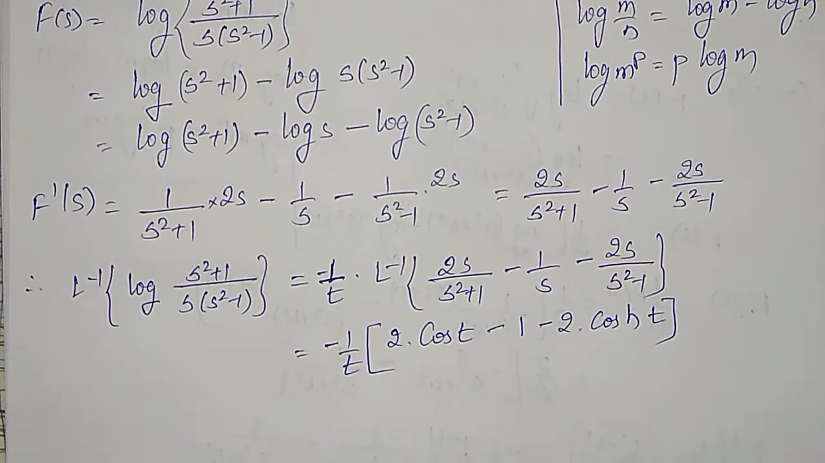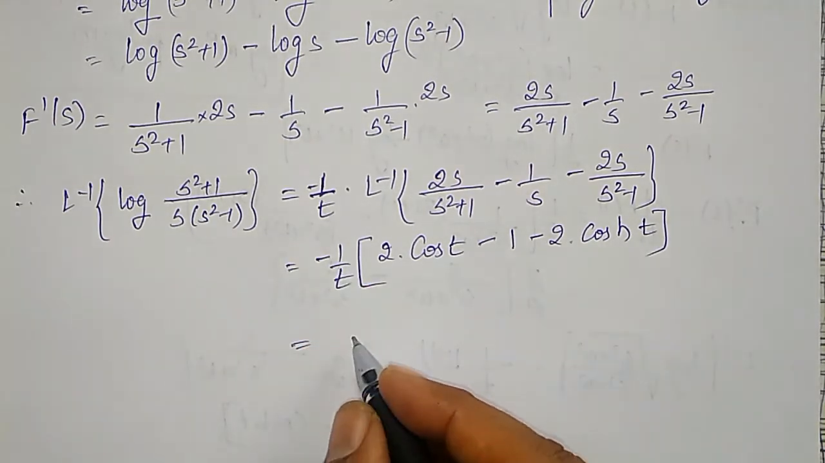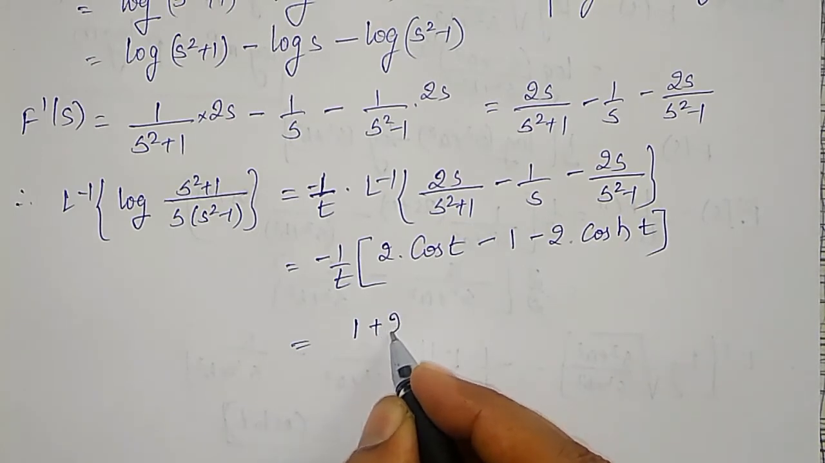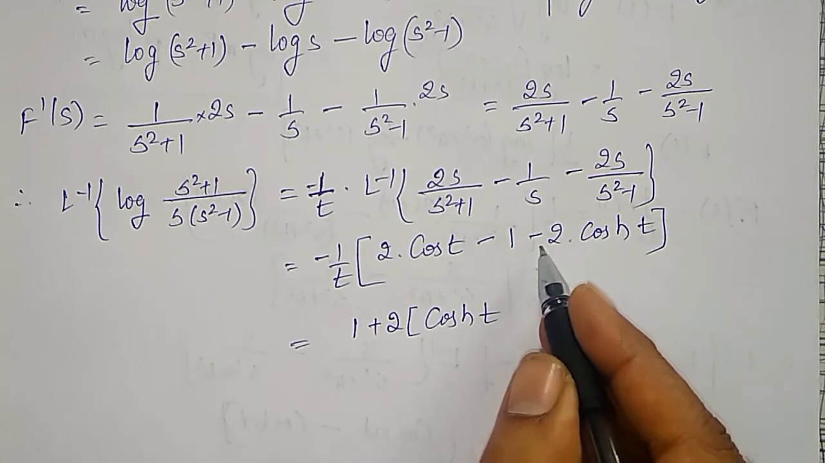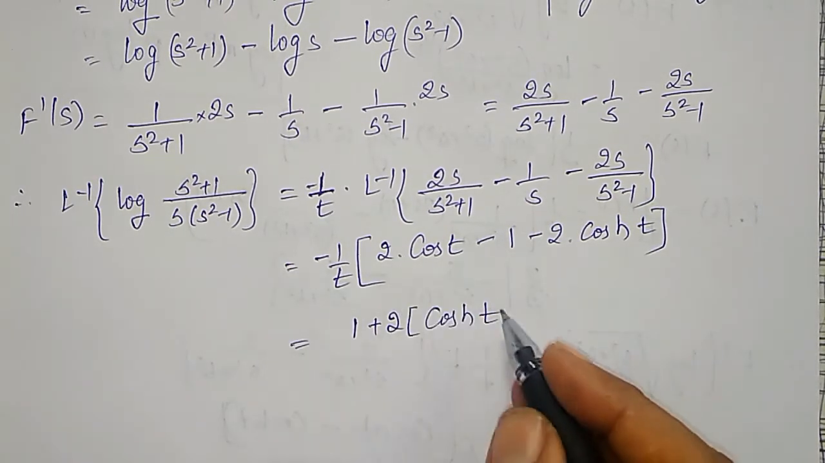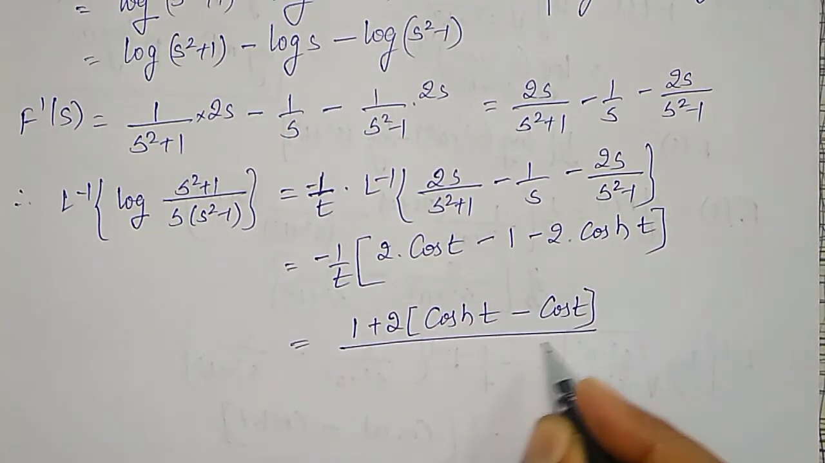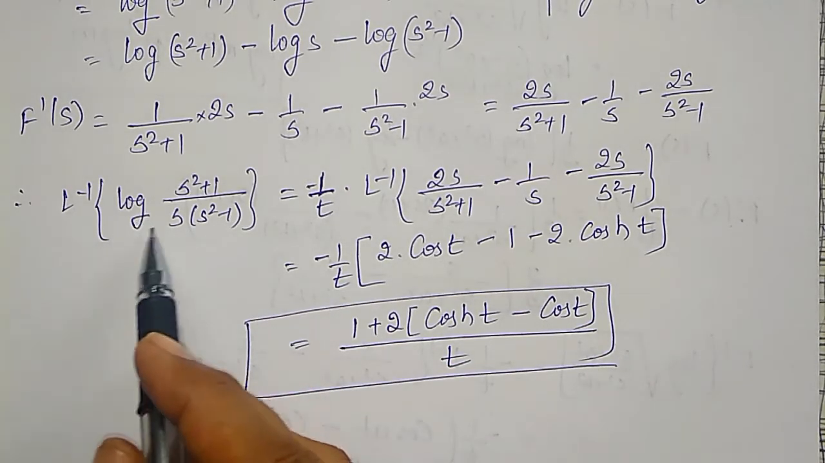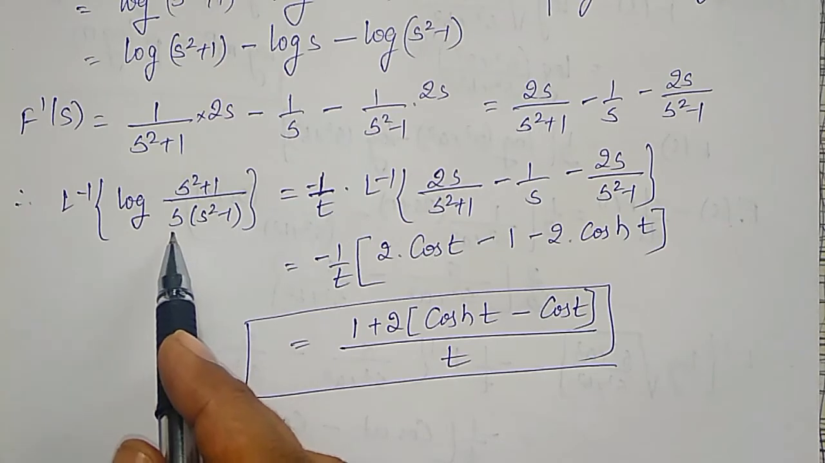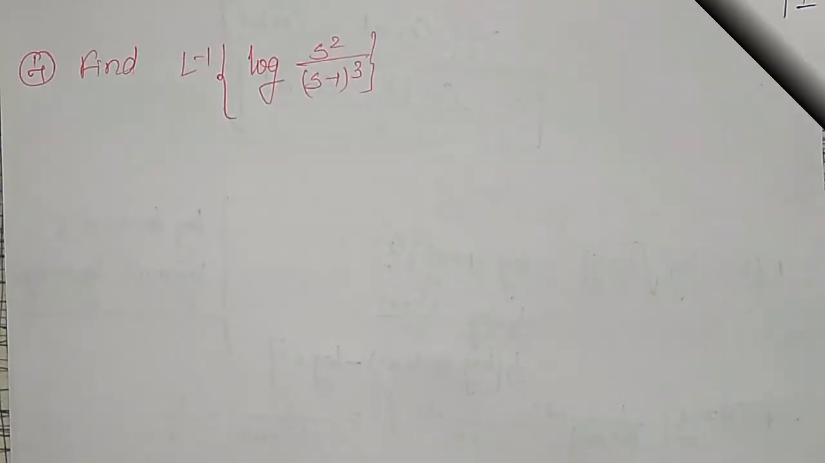In simplified form, you can multiply the minus inside and write it as 2 times cos hyperbolic t minus 1 minus cos t, with 2 taken common, whole divided by t. This is the required answer for the inverse Laplace transform of log of (s square plus 1) divided by s into (s square minus 1). Like this, I am solving another example.